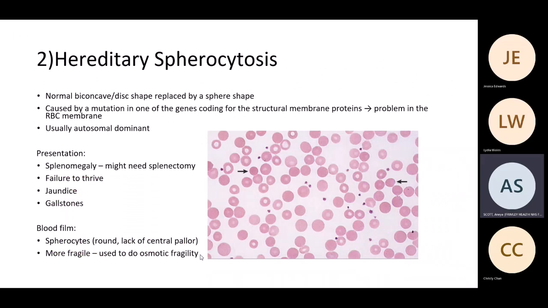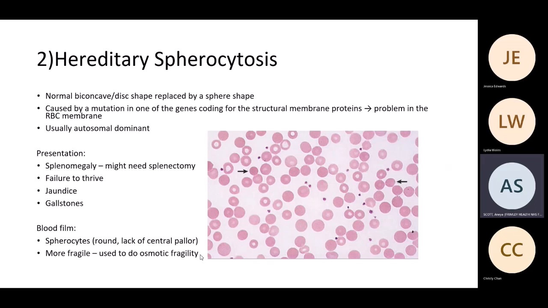So in hereditary spherocytosis, like we've just said, instead of having these normal biconcave, disc-shaped red blood cells, you get these spherical shaped cells. And it's caused by mutation in one of the genes that codes for the structural membrane proteins. So basically there's a problem with the red blood cell membranes, and that's what causes the shape to be different. And it's usually autosomal dominant in its genetics.